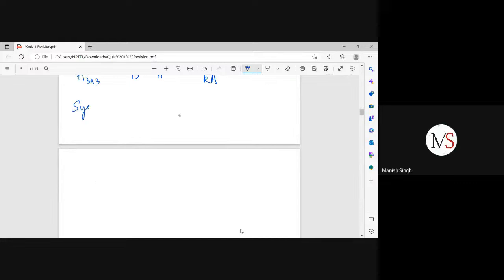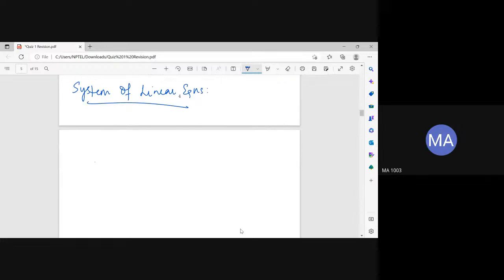Let's continue. Everybody, is my screen visible? Yes, ma'am. Okay. So how will you solve a system of linear equations? First of all, how will you represent a system of linear equations in matrix form? AX equals B. So what does A represent? The coefficient matrix. The order is M cross N. What does that represent? M is the number of rows and N the number of columns. The number of rows represents the number of equations, and the number of columns represents the number of variables.